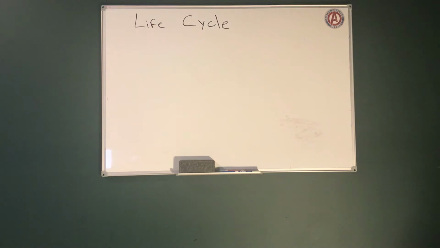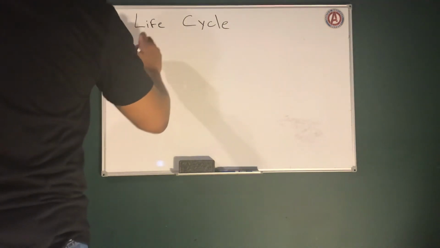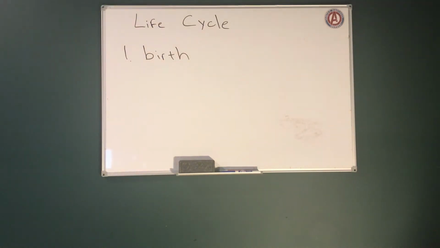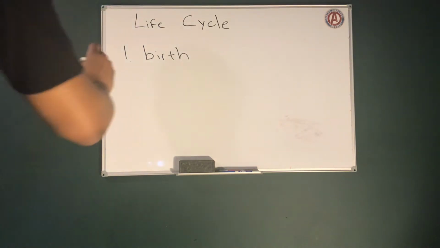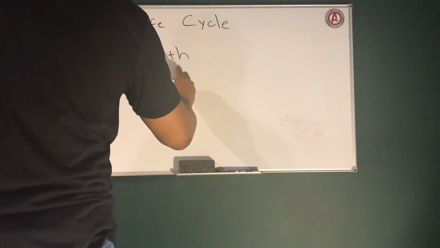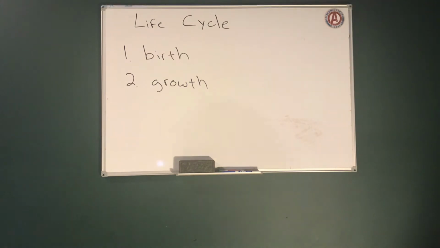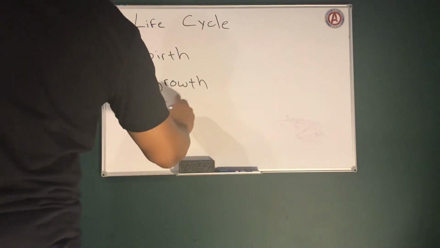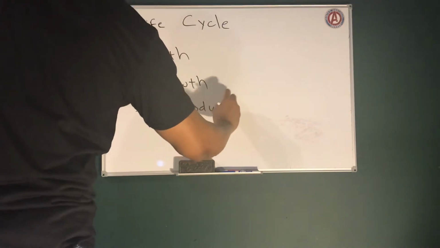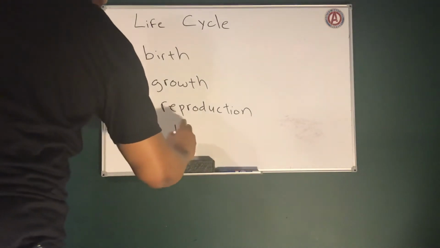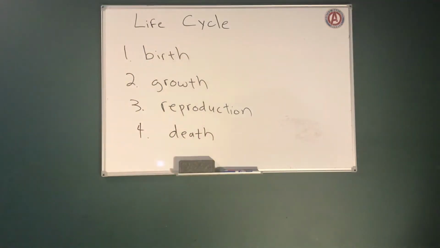All right, now we're going to first talk about the four stages that make up the life cycle of all living things. And the first stage is birth. Birth is the first stage in the life cycle. The second stage is growth. The third stage is reproduction. And the fourth stage is death. Go ahead and copy down those four stages.